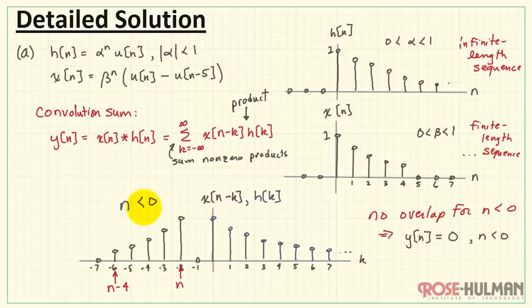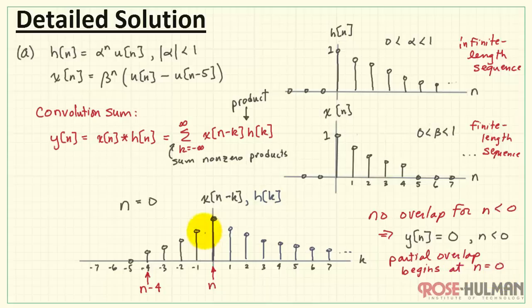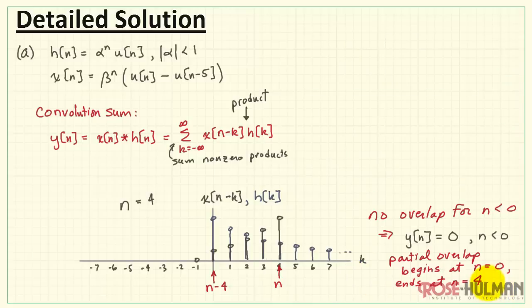Now, let's allow n to increase, that is, allow time to advance. And when n is equal to 1, we have overlap at a single value. So we see that partial overlap is beginning at n equals 0. If I let n increase all the way up to 4, that's where the partial overlap would end. So we have this intermediate region of partial overlap. Let me put this back a little bit so we can more clearly see this notion of partial overlap.